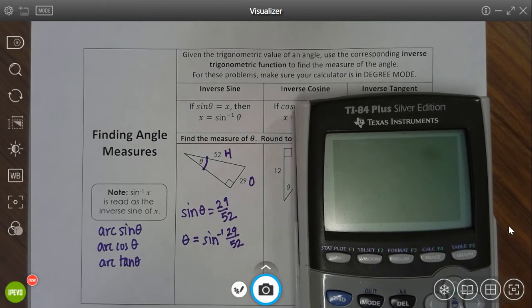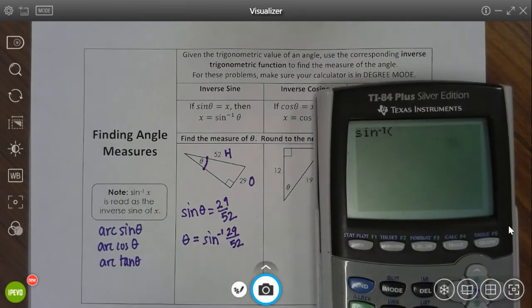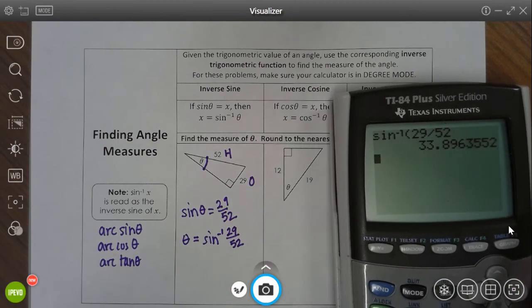And now this time, to call up my inverse trig function on my graphing calculator here, I'm going to press the second and then the sine, so that way I can pull up that blue sine -1. That's right there on my screen. So I'm going to do inverse sine. I'm going to type in my ratio, 29 divided by 52, and it'll give me my angle measure.